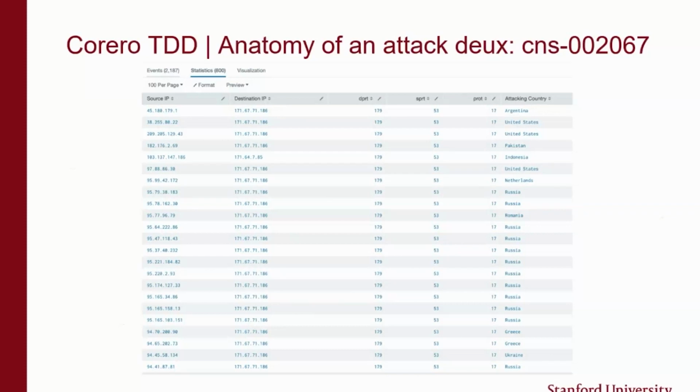So this is attack 2067. And this is a DNS query response. So they were trying to overwhelm our DNS servers with specific types of attack information. And what we see here is it's all the same destination port with a source port of 53. This is all UDP, by the way. You can see that from, I think, there. And we've got the source IPs here.